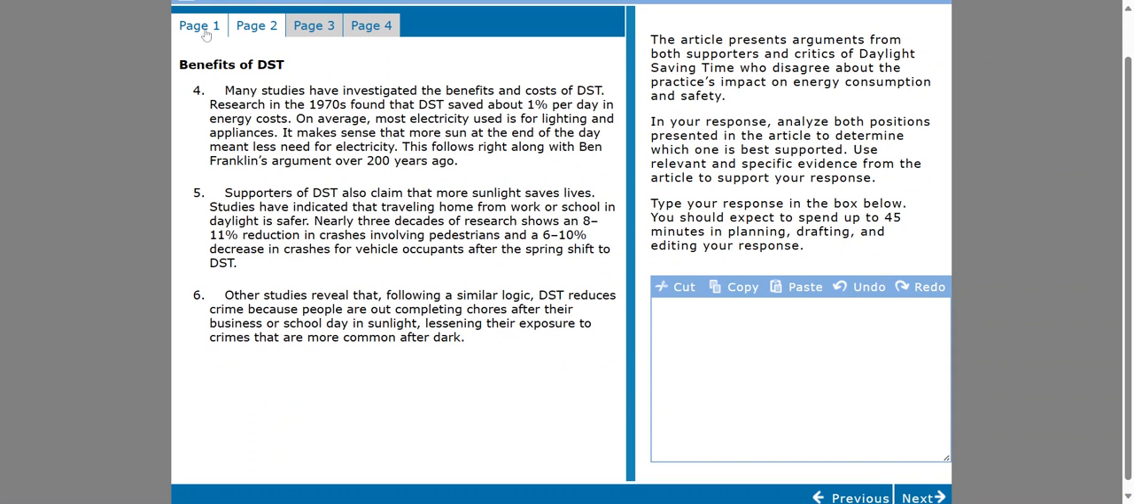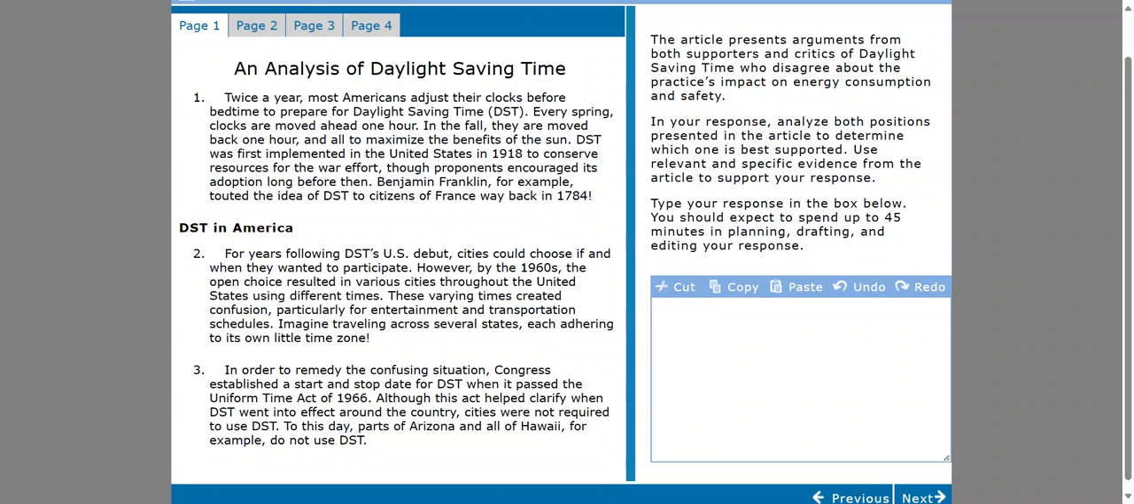So just to be clear, I just want to focus that 2 and 3 are going to be focused on DST, daylight saving time in America. Let's go ahead and look at paragraphs 2 and 3 and see again, is this needed for us analyzing both positions presented in the article to determine which one is best supported as far as the arguments are concerned.